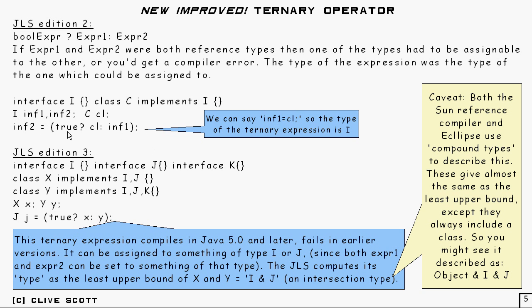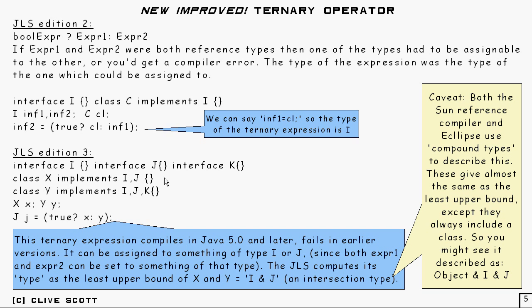Simple enough, really easy. Right, well, in the next edition of the Java language specification, edition 3, lots of things were put in, like generics and boxing and all sorts of things like that. And also the ternary operator got changed a little bit to be a bit more comprehensive. And this is what happened.